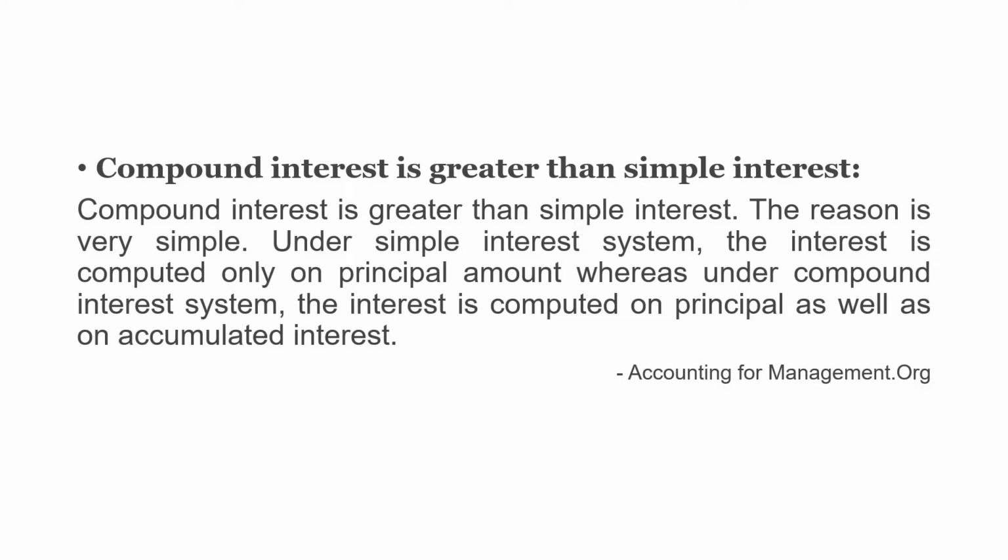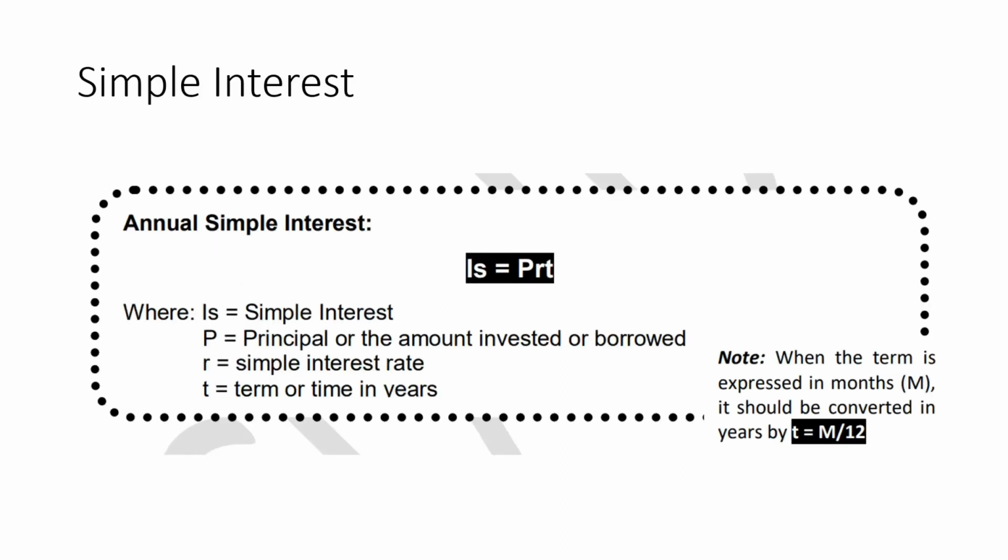The reason is simple. Under simple interest system, the interest is computed only on principal amount, whereas under compound interest system, the interest is computed on principal as well as on accumulated interest. So this is taken from the accountingformanagement.org.